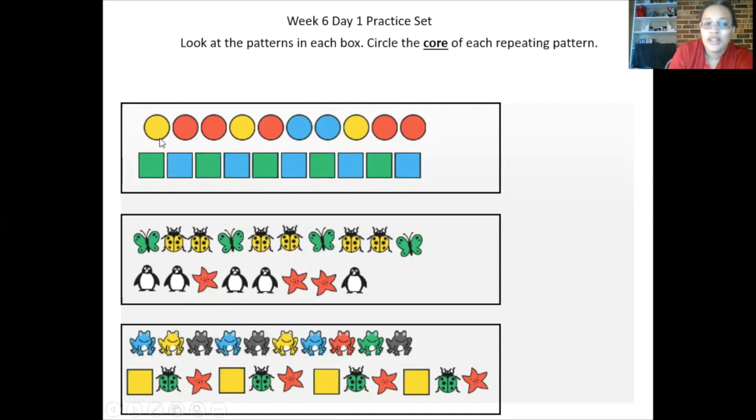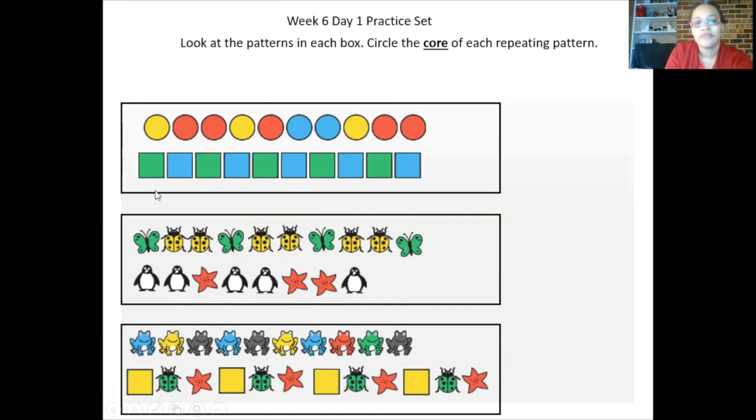Let's read out this one first. Yellow, red, red, yellow, red, blue, blue, yellow, red, red. Hey, where'd the blue come from? We started off with yellow and red, so I thought we would continue on. So is this a repeating pattern? No, because the blue doesn't belong.